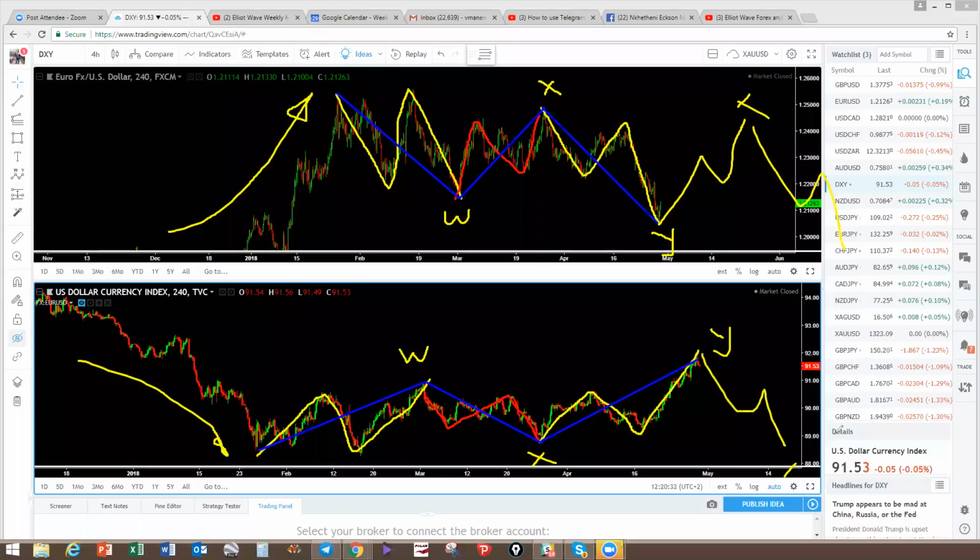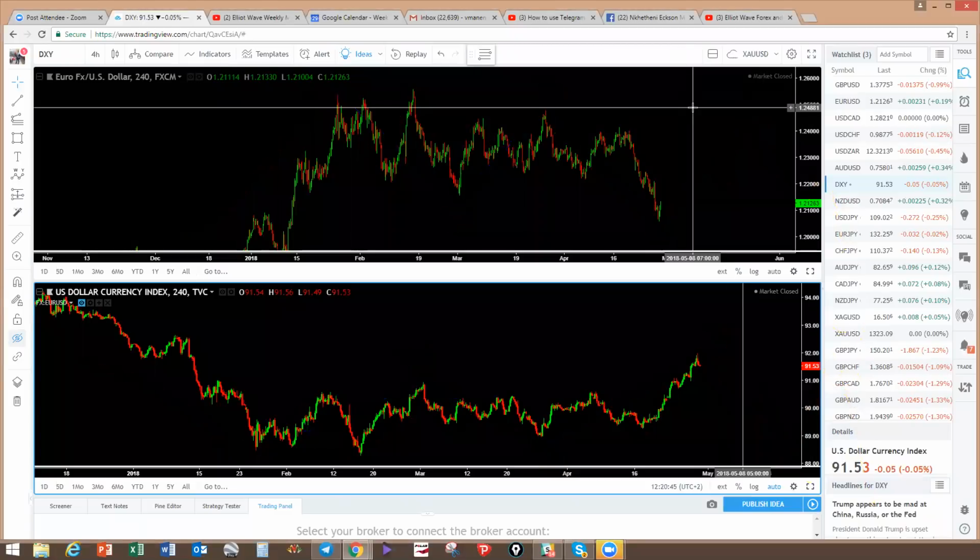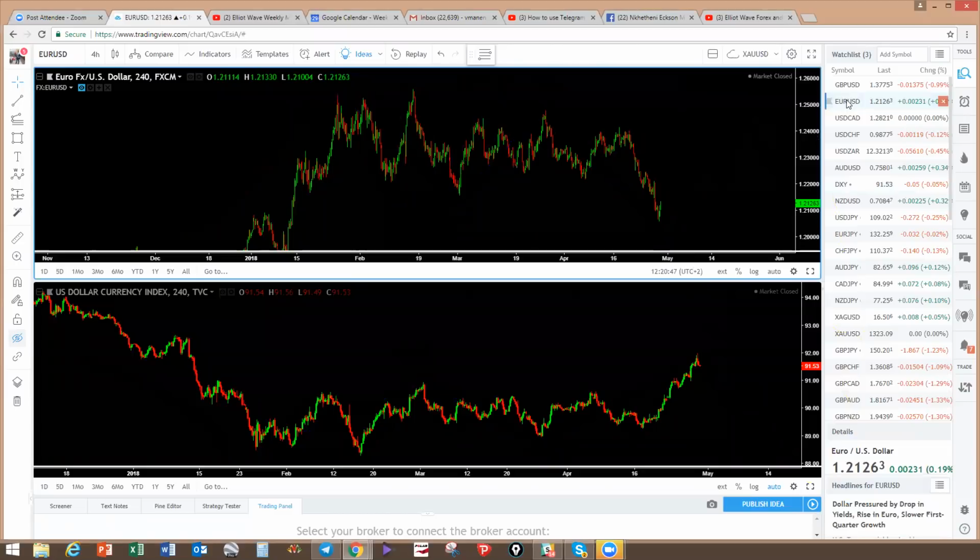Another X and another Y for a move down. Okay, but I'm not anticipating this. But if it happens, then we don't disqualify it. We trade what the market gives us. Okay, so let's go to Euro US dollar. Look at it in a bit of detail.